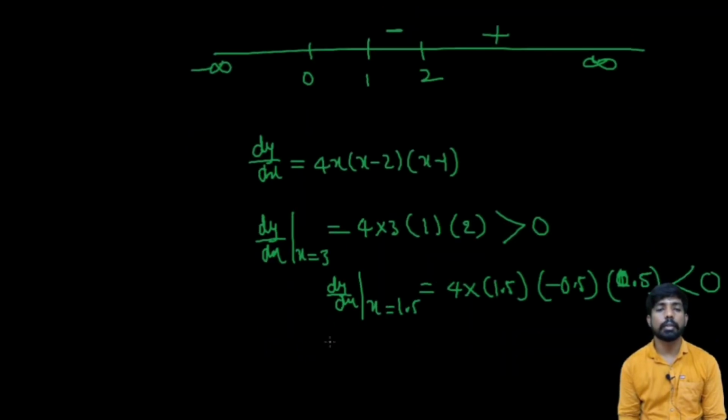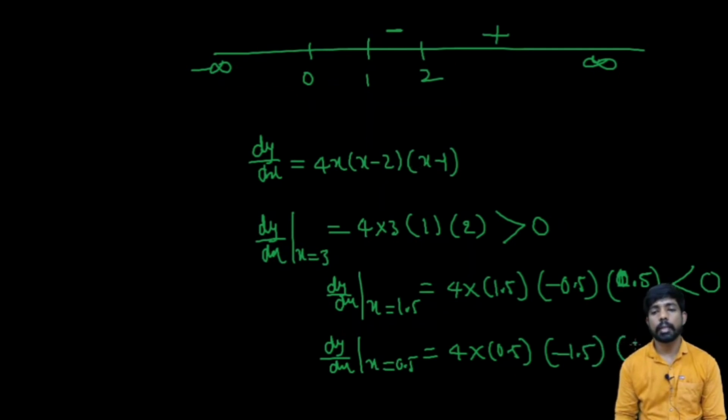And consider any number from 0 to 1, so consider x equals 0.5. So 0.5 substitute in slope. 4 into 0.5, and 0.5 minus 2 is minus 1.5, and 0.5 minus 1 is minus 0.5. So minus into minus is plus, overall is greater than 0. So this is plus.